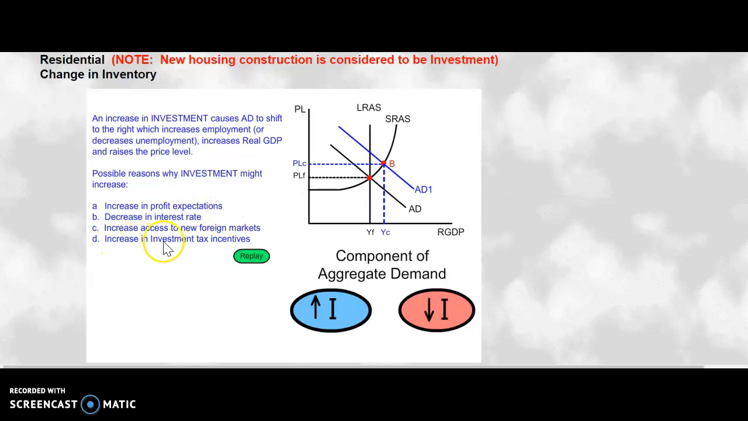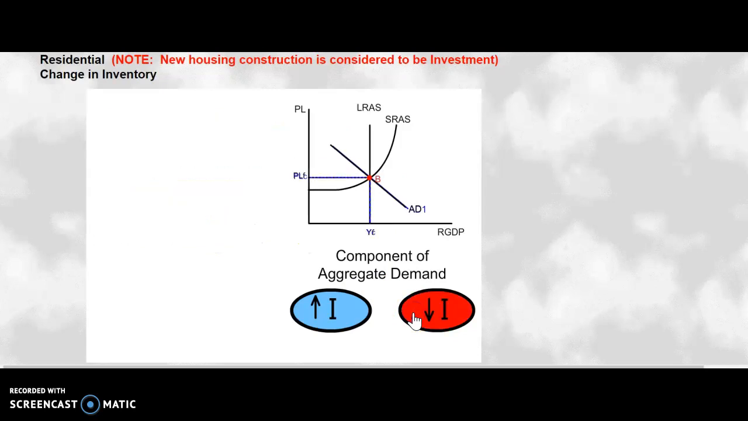I would say D would probably be the next most common one, taxes. So if you see a prompt that says business taxes decrease or that corporate taxes decrease, this essentially means that businesses now have more money than they did before. And what can they do with that money? Well, they can invest it. So we would expect aggregate demand to increase. I wouldn't worry too much about A or C.